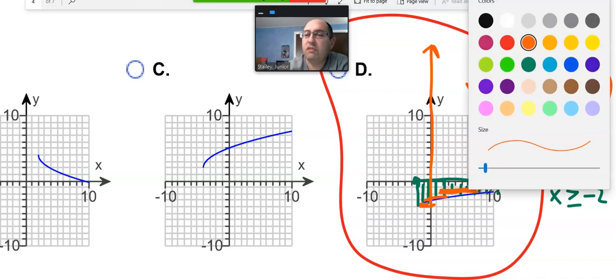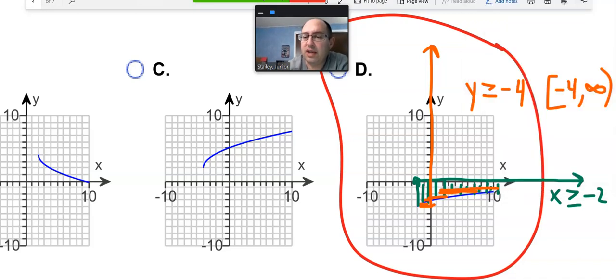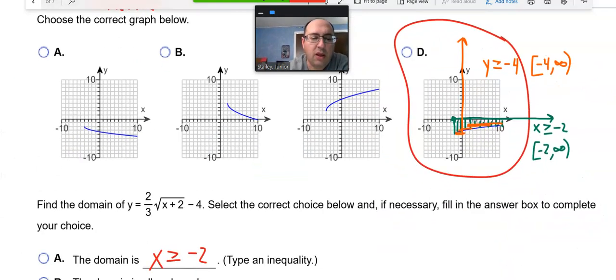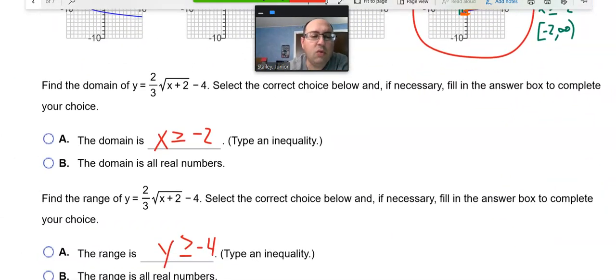Yes, you will have to be comfortable with that for next year. It's got the bracket on this because of the equal sign. But just keep that in mind. We would have to use that notation if the question were asking for it in that way. But they said put an inequality. So on this type of question, you're going to use the inequalities.